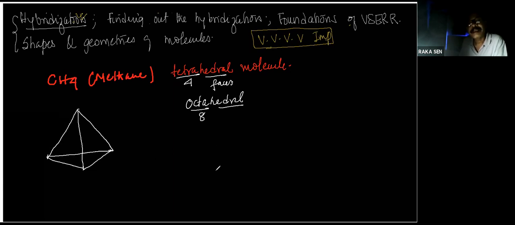What does it mean? It means at the center, you have carbon. First of all, 4 faces. Where are those 4 faces? This particular face is the number 1 face. You have this particular face as the first face. The second face is this one.